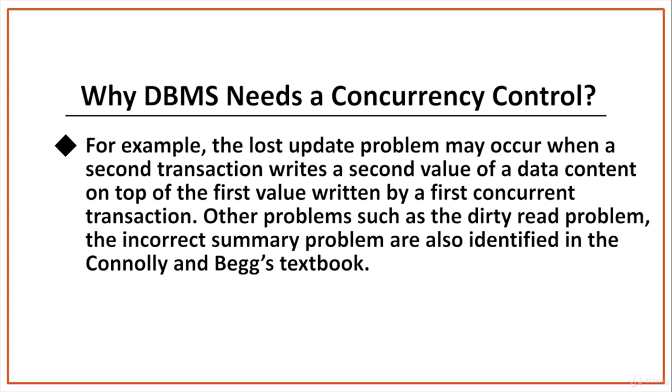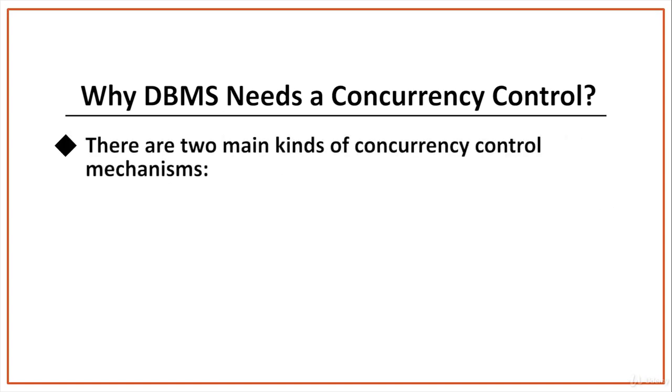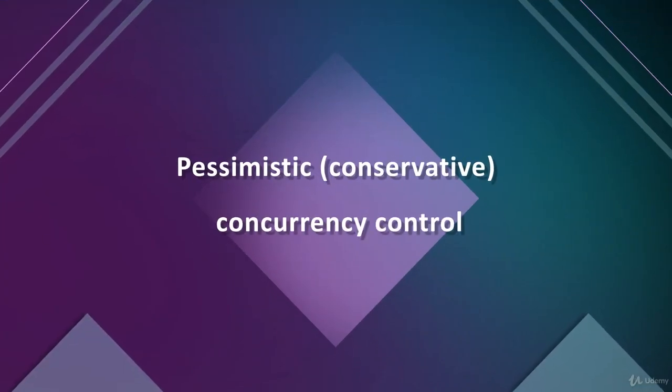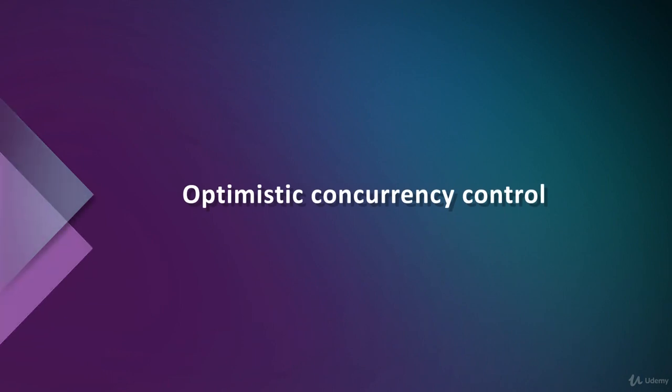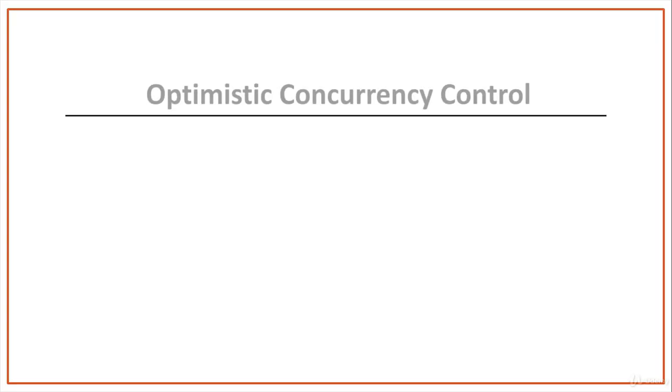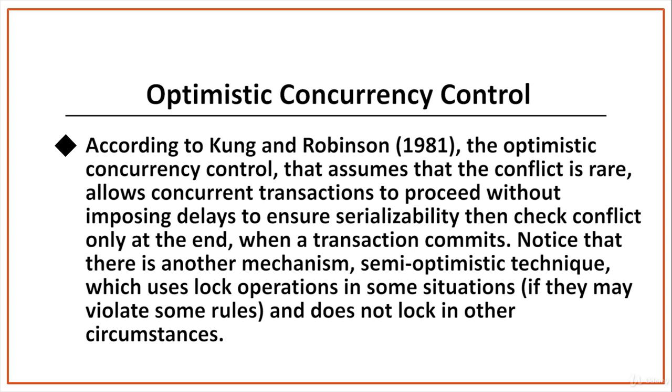Other problems, such as the dirty read problem and the incorrect summary problem, are also identified in the Connolly and Begg's textbook. There are two main kinds of concurrency control mechanisms: the pessimistic or conservative concurrency control and the optimistic concurrency control. The pessimistic concurrency control delays the transactions if they conflict with other transactions at some time in the future by locking or a timestamping technique.